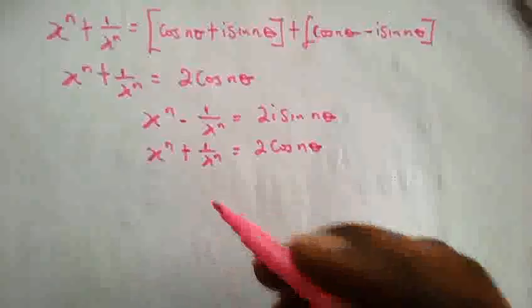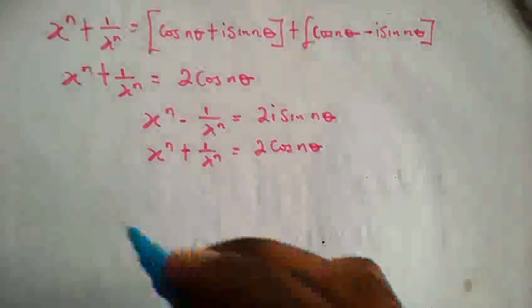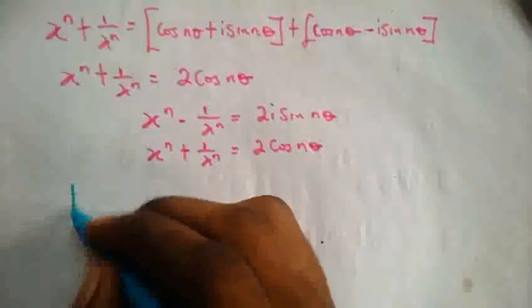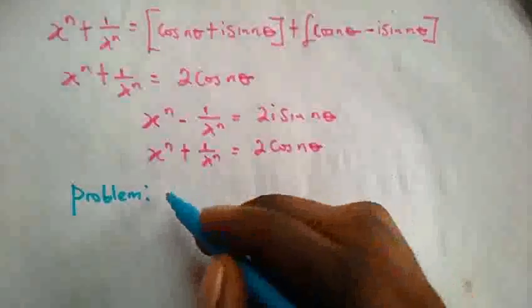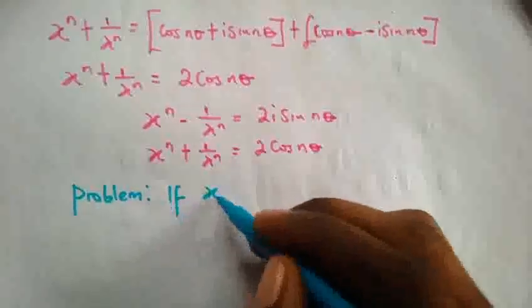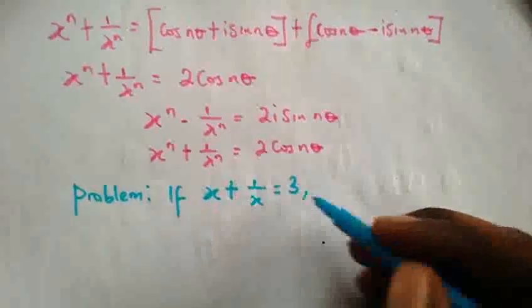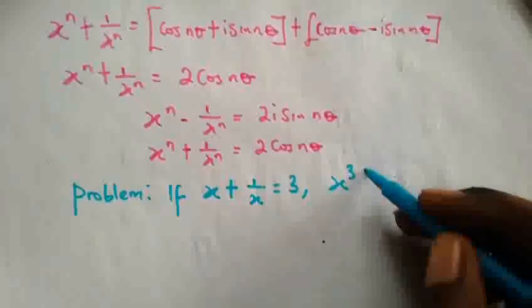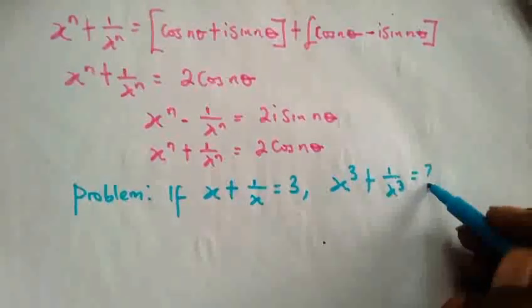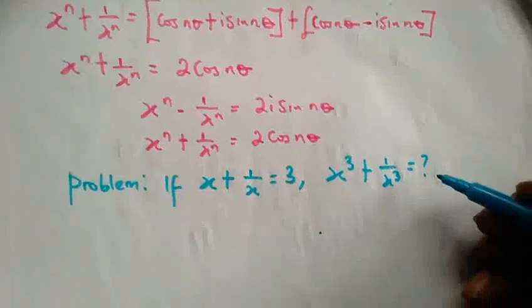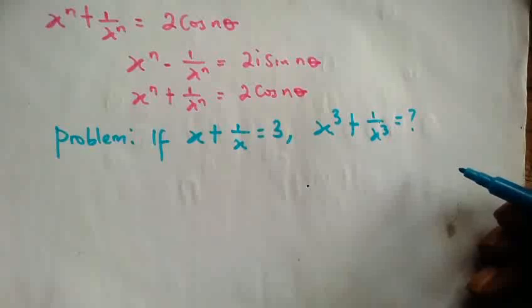Now we're going to solve one problem using this theorem. And what is the problem? So let's take a look at the problem. If x plus 1 over x is equal to 3, then x raised to 3 plus 1 over x raised to 3 is equal to what? We're going to use this theorem here. Let's see how we're going to solve this problem using this theorem.